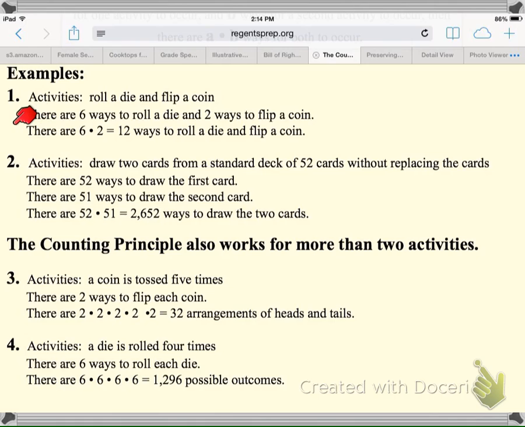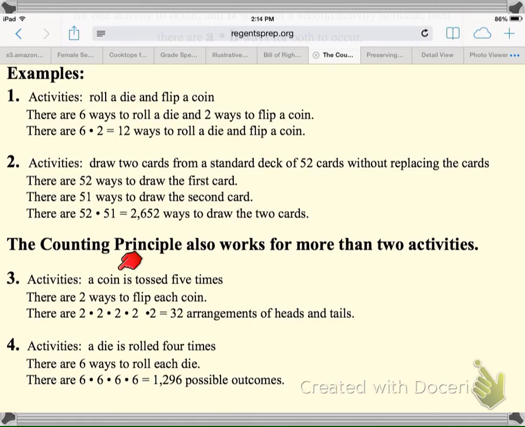Well, there are 52 ways to draw the first card, and there are 51 ways to draw the second card. And the reason that we've lost a way is that we didn't replace that first card. So now, instead of 52, we only have 51. And so now if we multiply using the counting principle, 52 times 51 is 2,652 ways to draw the 2 cards. Now, the counting principle can also work for more than just 2 activities.